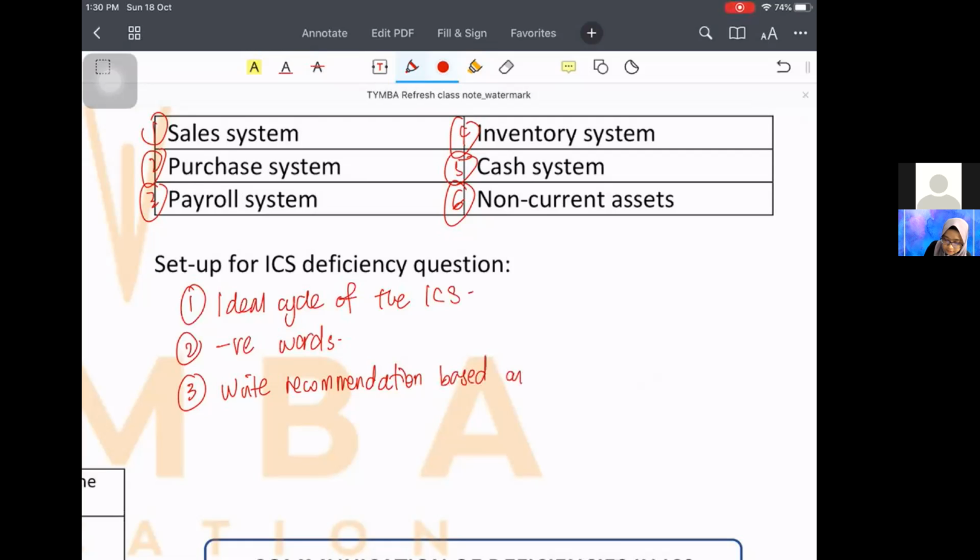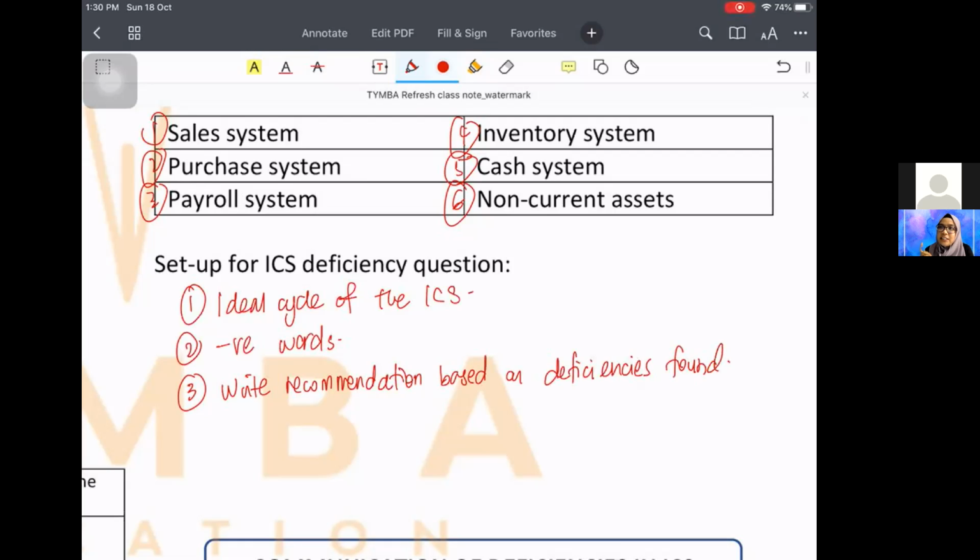Based on deficiencies found. Okay, examiners often highlight that you all have a recommendation, we are not talking about a response anymore. When we talk about the internal control system, it is a deficiency and a recommendation. You want to recommend. Okay, examiners often highlight that your recommendations did not match with the deficiencies found.